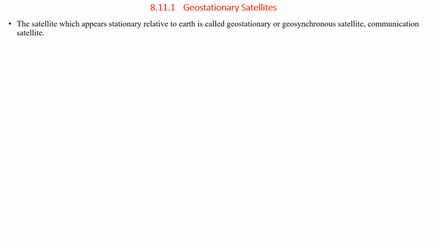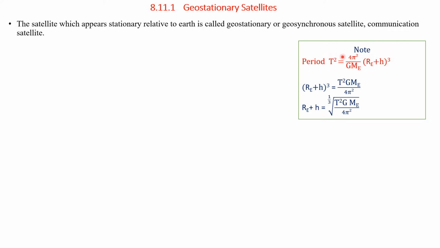Geostationary satellites. The satellite which appears stationary relative to Earth, underline the words appears stationary relative to Earth, is called a geostationary or geosynchronous satellite. It is also called the communication satellite. Please see the note here and the insert. We know the equation: period of any satellite is given by T squared is equal to 4 pi squared divided by G ME into (Re plus h) whole cube. This we had derived in the previous sections.